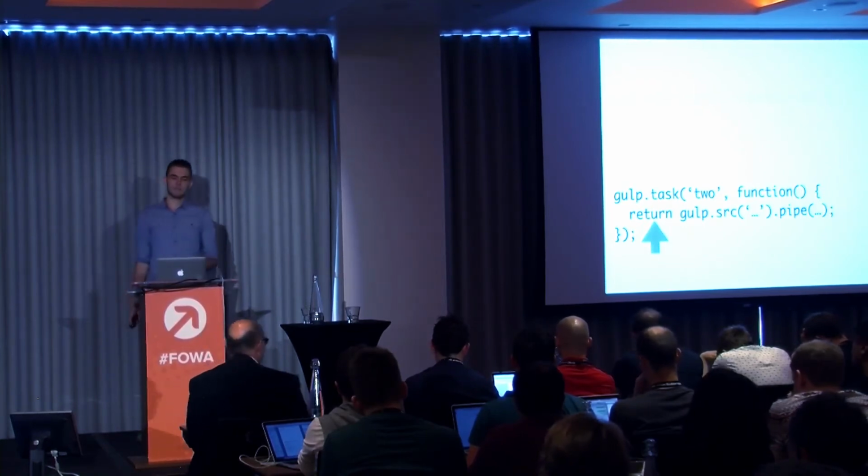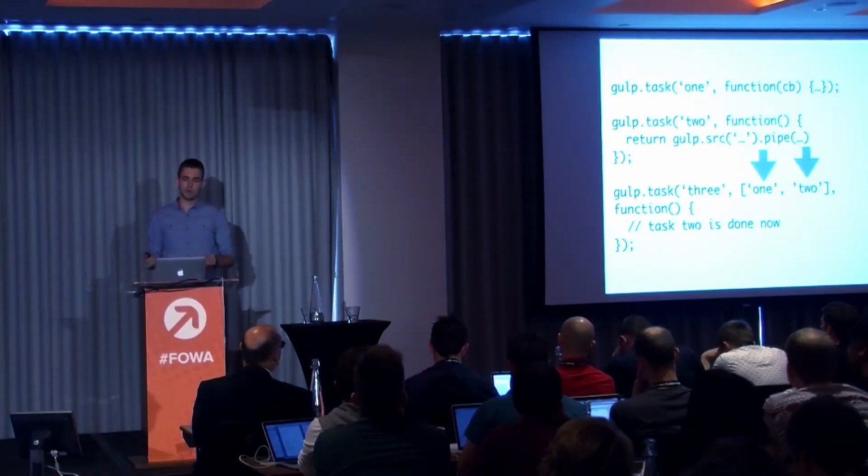Once you've done that, you can then tell a task that it depends on another task. So here's my new task, task 3. The array with task 2 in it tells task 3 that when it's called, it should trigger task 2 and wait for that to be completed before it goes and does its own thing.